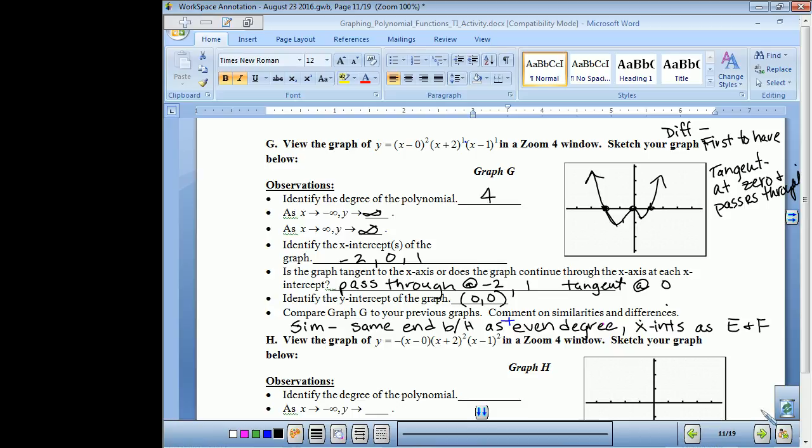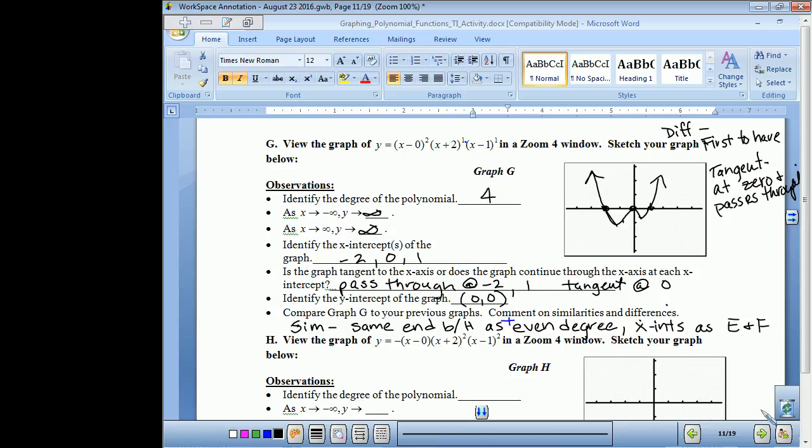Now if we look at this factor here, x minus 0 squared. So one of our x-intercepts is 0, 0. But because this factor is squared, what does it do at 0, 0? It bounces. It is tangent at 0, 0.